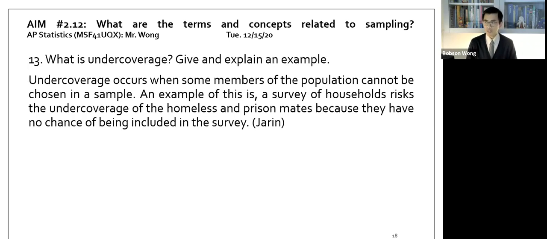So what is undercoverage? Now, undercoverage, these are some other problems that come up when we do surveys. So undercoverage occurs when we have members of the population that cannot be chosen. They cannot be chosen. So Jaron points out that if we want to do a survey of households, well, the problem with surveying households is that you would not be able to reach people who are homeless or people who are in prison because they're not going to be included in that survey. So if you're trying to sample the entire population, you have to think about that.